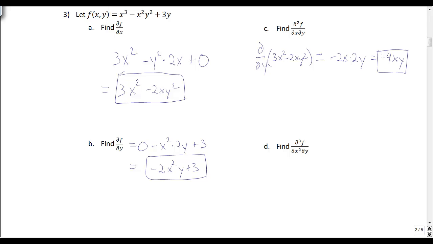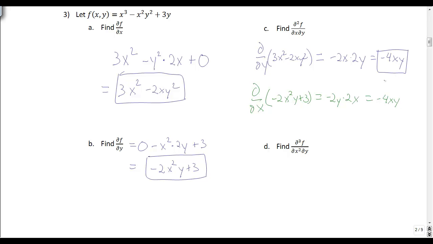Now, I made an arbitrary choice here, which was to start with the partial of f with respect to x, and then take a partial of that with respect to y. You could have started with the partial of f with respect to y, and done a partial with respect to x. If you did that, negative 2y is the constant part with respect to x, and then the derivative of x squared is 2x, the derivative of 3 is 0, and you would get negative 4xy there as well.